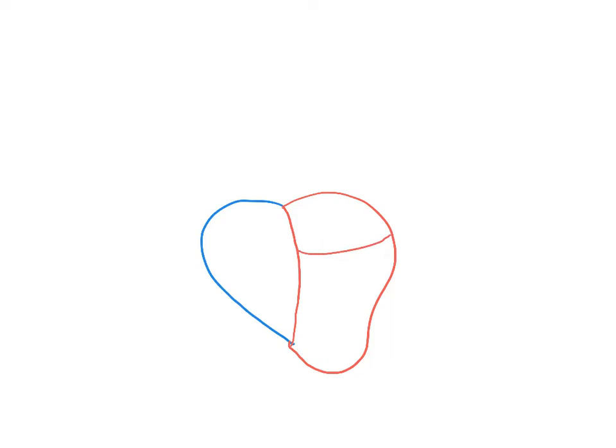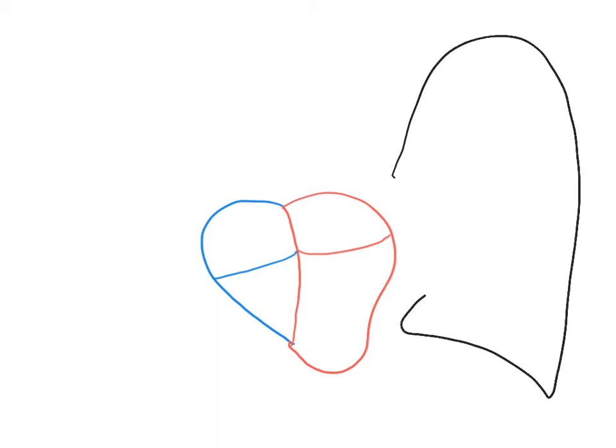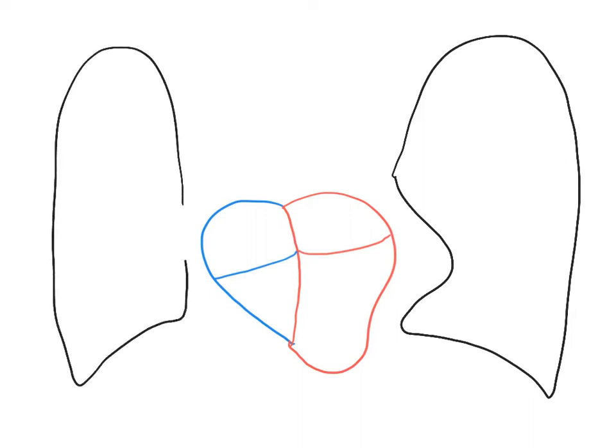So we're going to draw the heart. So here's the right side of the heart, and then here's the left side of the heart. I drew the right side of the heart in blue and the left side of the heart in red because I wanted to show where the deoxygenated blood and the oxygenated blood were. And then I'm going to draw the lungs. So we have the left lung right here with a little cardiac notch, and then we have the right lung right here.